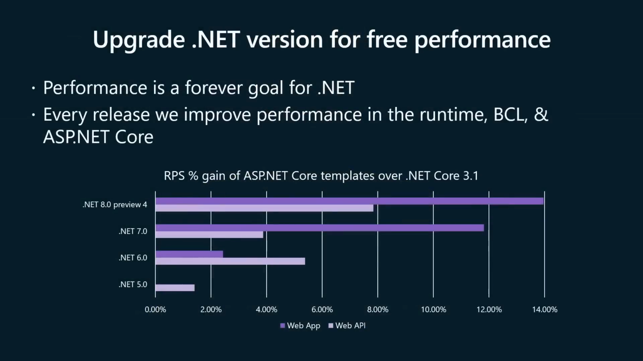I want to start out by telling you that the first thing you can do to get free performance in your ASP.NET or .NET applications is to upgrade your .NET version. Performance is a forever goal in .NET. What does that mean? Every single release, when we start our planning cycle, we go up to the whiteboard, virtual these days, and we put performance as the number one thing, because developers and people who pay the bills like to see the perf numbers go up and the costs go down. So we do this every single release.